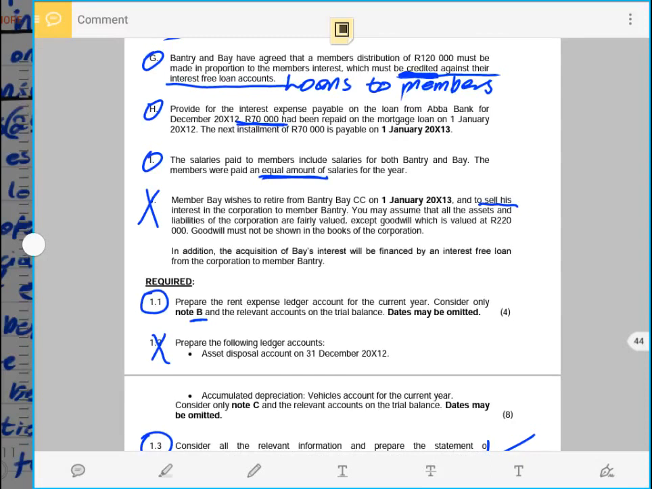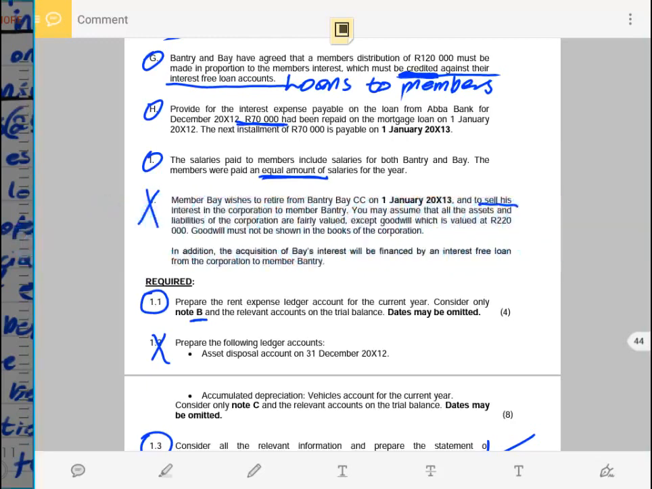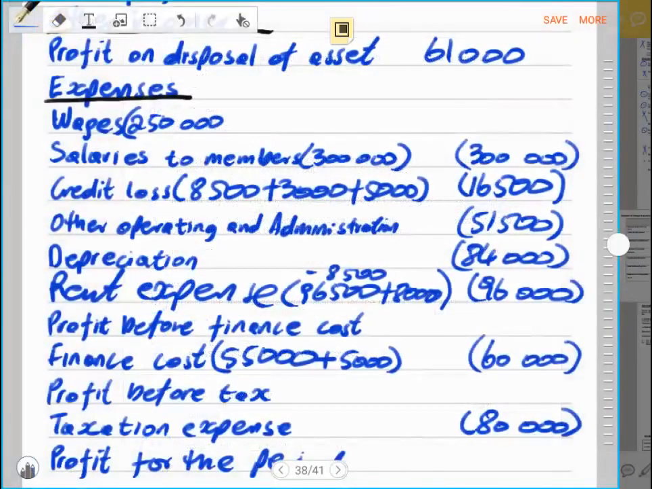So now after this has been done, we have covered all the adjustments. And if all the adjustments have been covered, it therefore means that we can come back to our income statement and we totalize all the expenses.